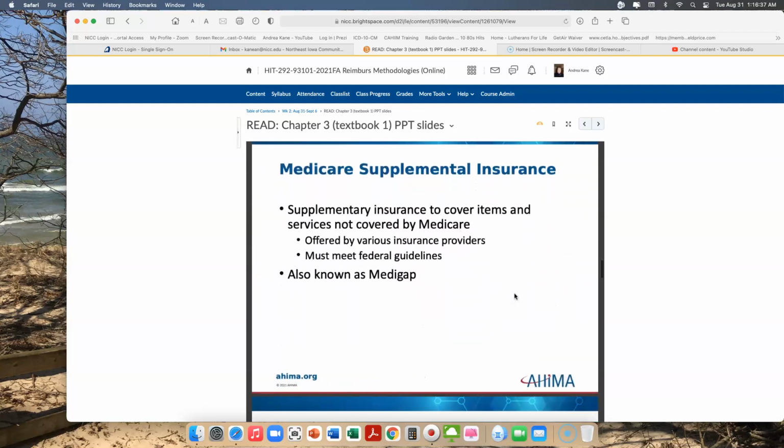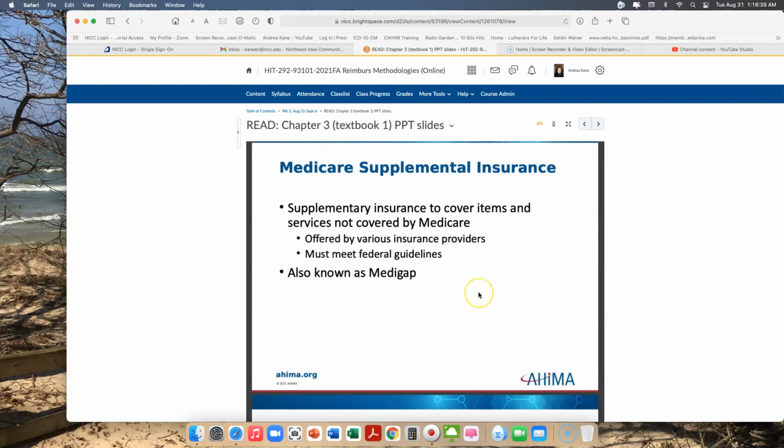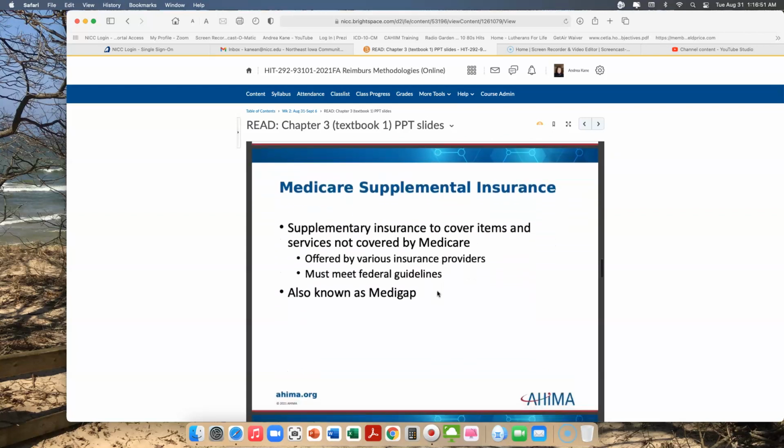Medicare supplemental insurance is to cover items and services not covered by Medicare. It's offered by various insurance providers, and it has to meet federal guidelines. It's also known as Medigap insurance, and that's Medicare supplemental.